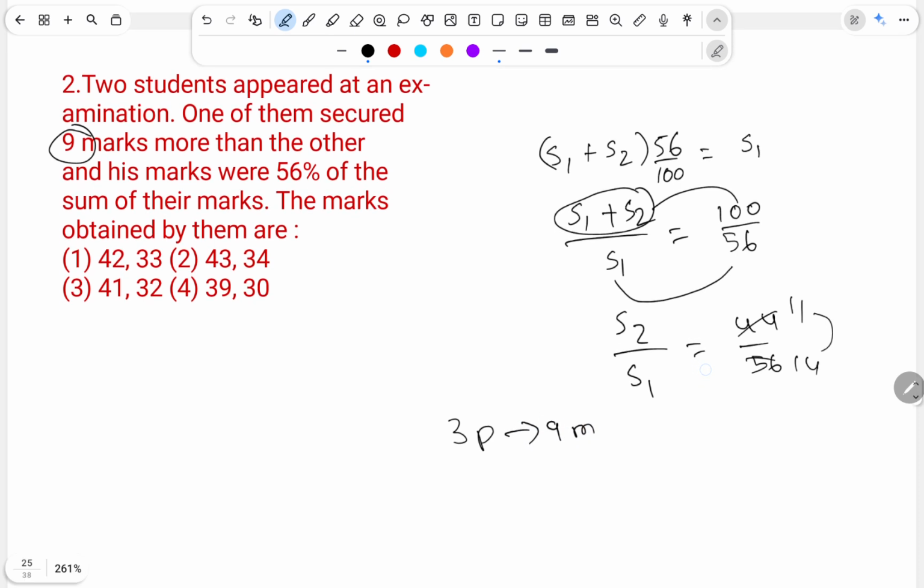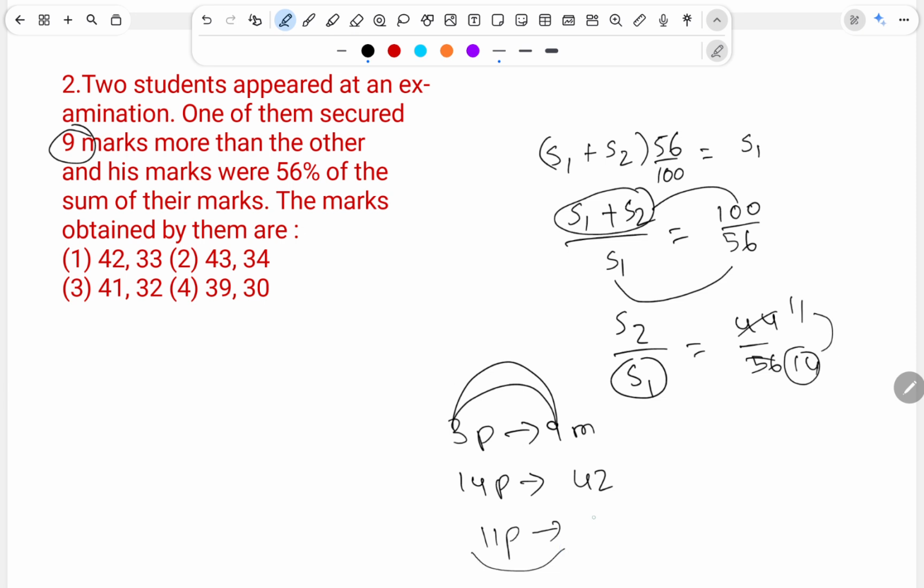The marks obtained by them are, then S1, 14 parts will be how much? 3 into 3 is 9, so 14 into 3 is 42. Then 11 parts: 11 into 3 is 33. Got it? 42 and 33. First option.